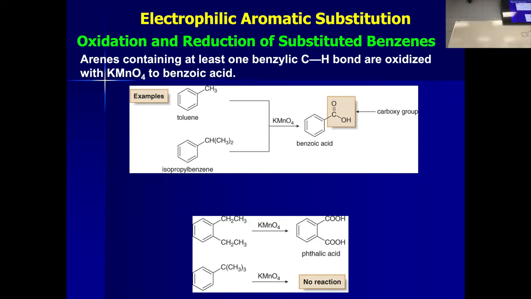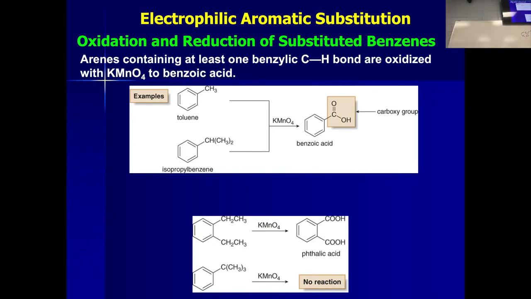Was it the P? What's P mean? Para. Para is 1,4. Right, so they would be on opposite ends. That would be O. Oh yeah, this is 1,2-diethylbenzene, or ortho-diethylbenzene. We can react that with a lot of potassium permanganate and in fact get phthalic acid, this 1,2-dicarboxylic acid. Phthalic acid is used to make polymers. They can make that from diethylbenzene.